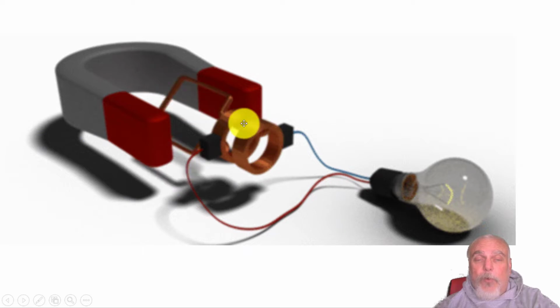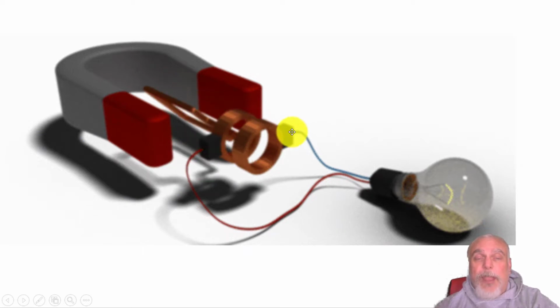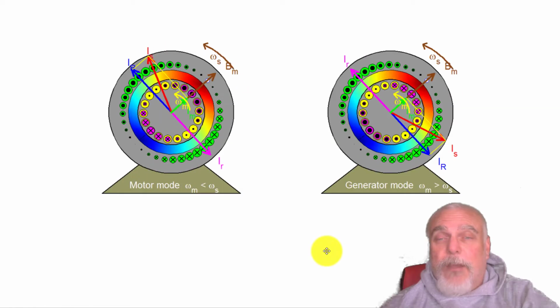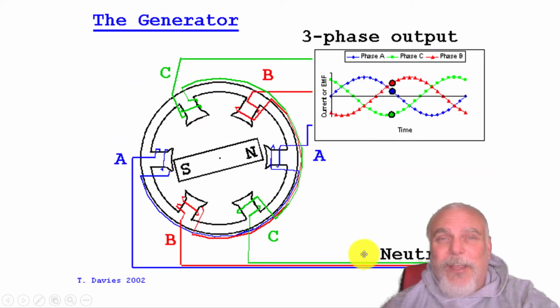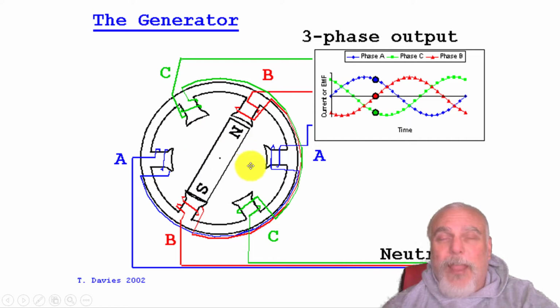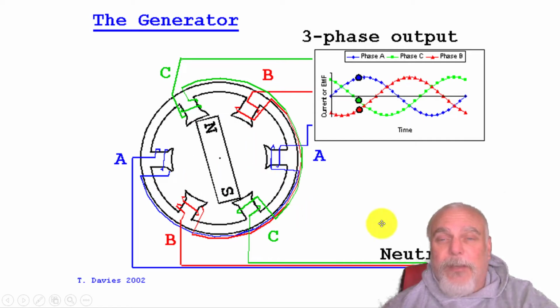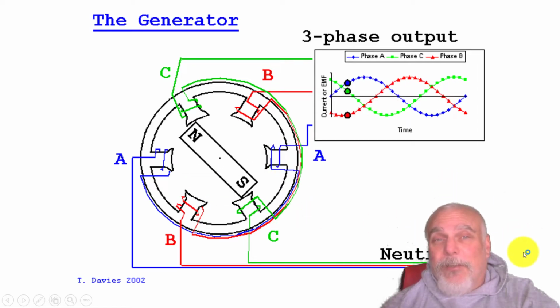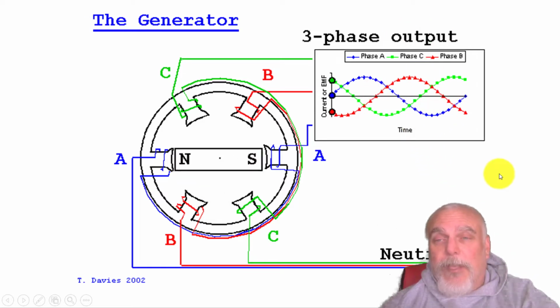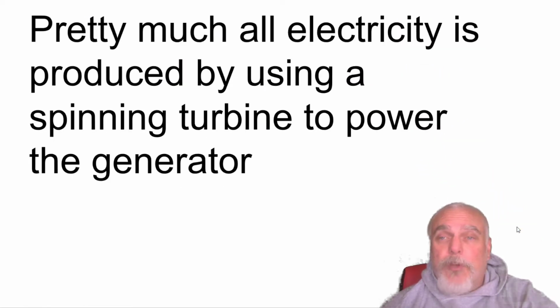Here's another diagram. Here you see a coil of wire spinning. Here's the magnets, and it's making the light bulb turn on and off. Same kind of idea on a larger scale. And here's the opposite one where you have a magnet spinning around inside of coils of wire and inducing current, as you see here. Pretty much all electricity is produced by using a spinning turbine to power the generator.